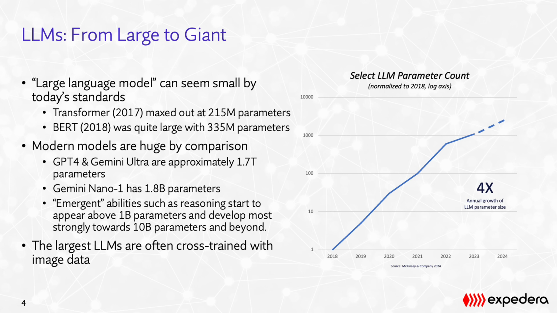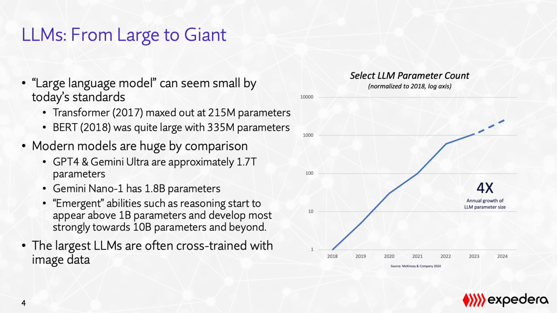So as we said, today they're much, much bigger. GPT-4, Gemini Ultra, we're already talking about well over 1 trillion parameters, reputedly upwards of 1.7 trillion, whereas Gemini Nano, the smallest version of Google's Gemini, is already 1.8 billion, which is multiple times larger than what was considered big just a few years ago.